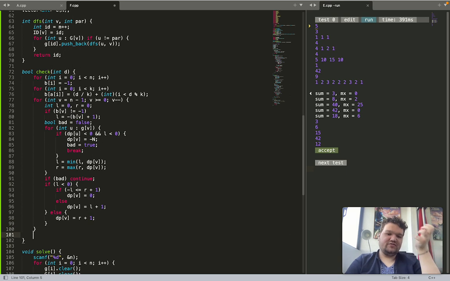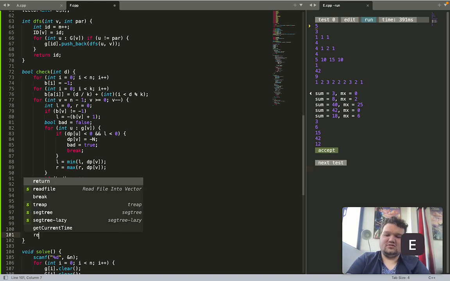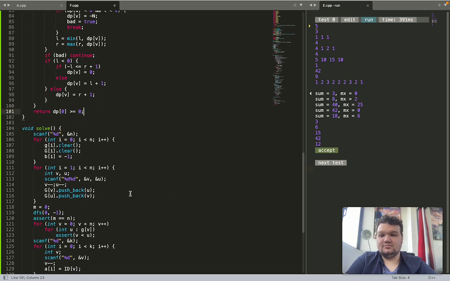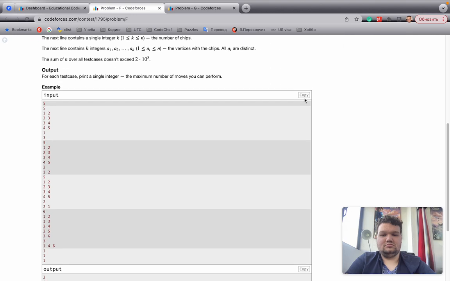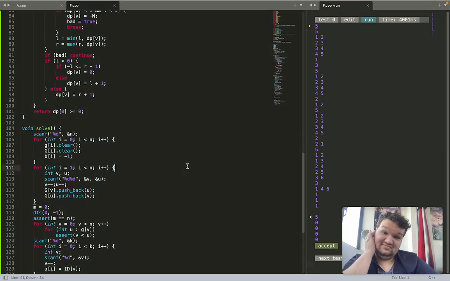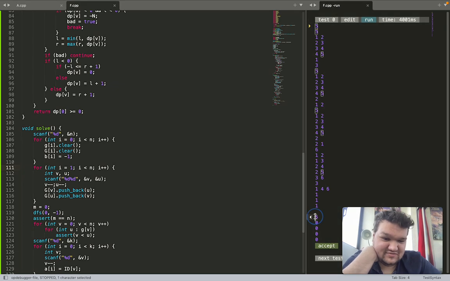When we calculated all of that, we now know the dp value for the root, and it cannot go outside, so it is good if dp for root is non-negative. If it has to go outside, so it's negative, it's bad. Otherwise, it's good. Well, that's insane.